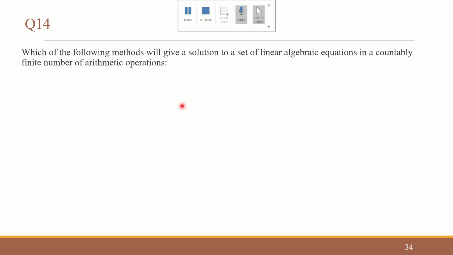Now we are going to question 14. In question 14, what is given is: which of the following methods will give a solution to a set of linear algebraic equations in a countably finite number of arithmetic operations? So, in a limited number of arithmetic operations, which of the following methods will give us a solution? That is the question.